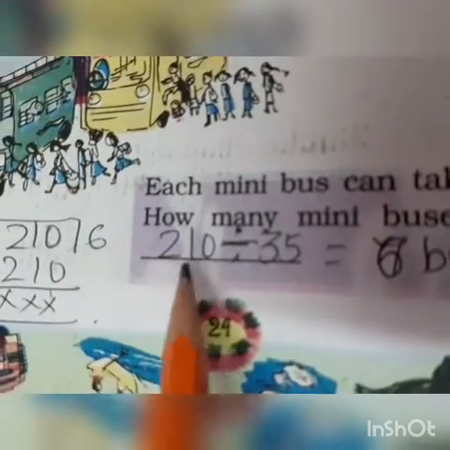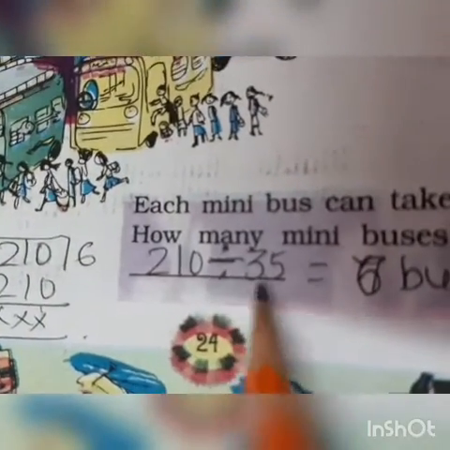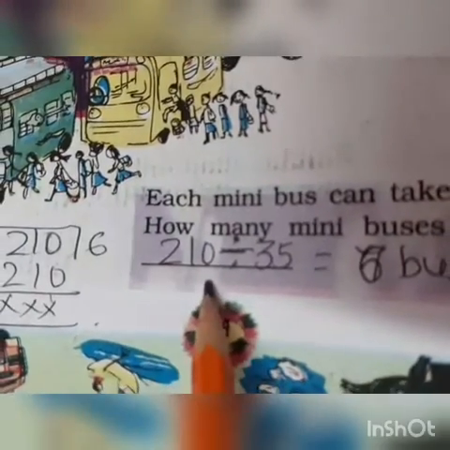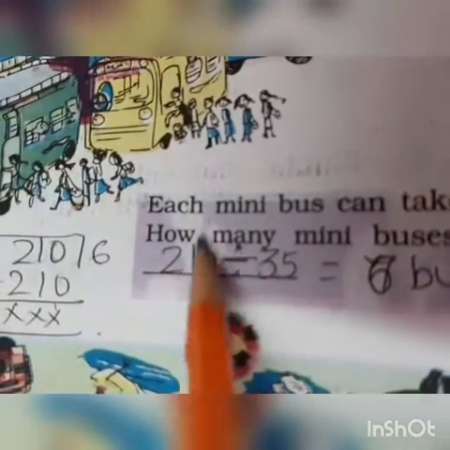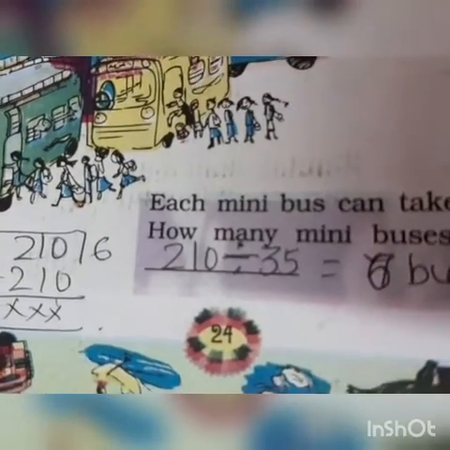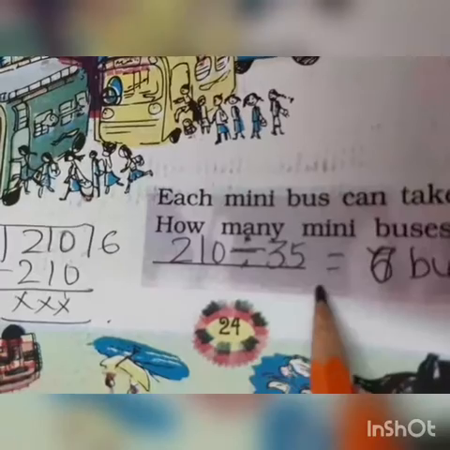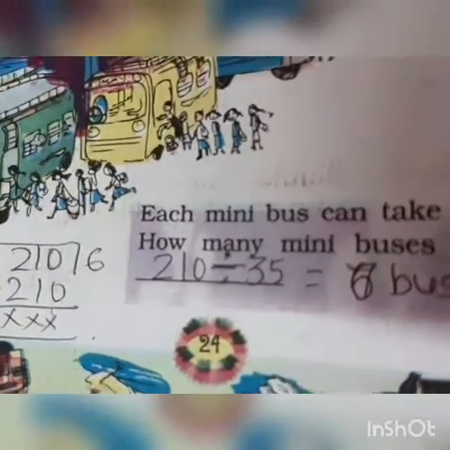So what we are going to do, 210 if we divide by 35, then we will get the number of buses. That means total number of students divided by number of seats in one bus. So we'll get the number of buses. Total number of students 210 and number of seats in bus is 35. So we get 6 buses.